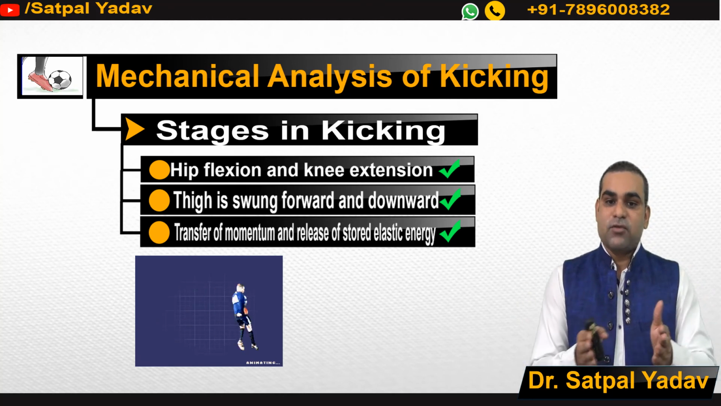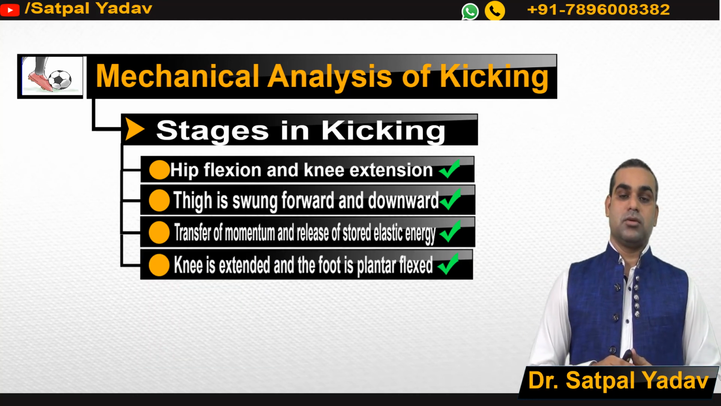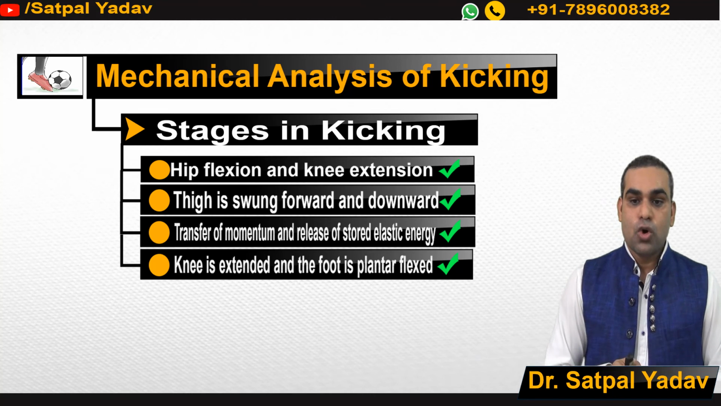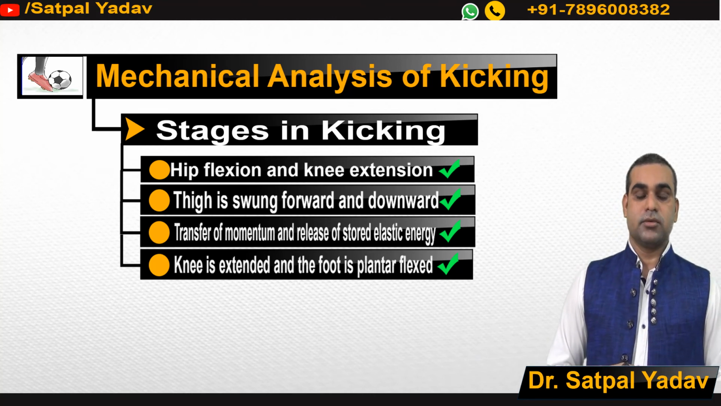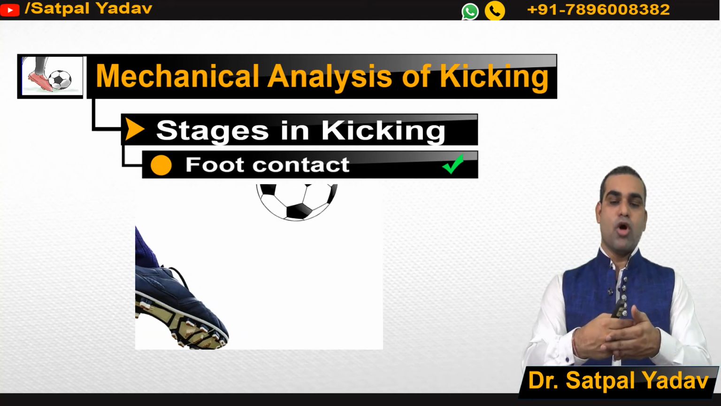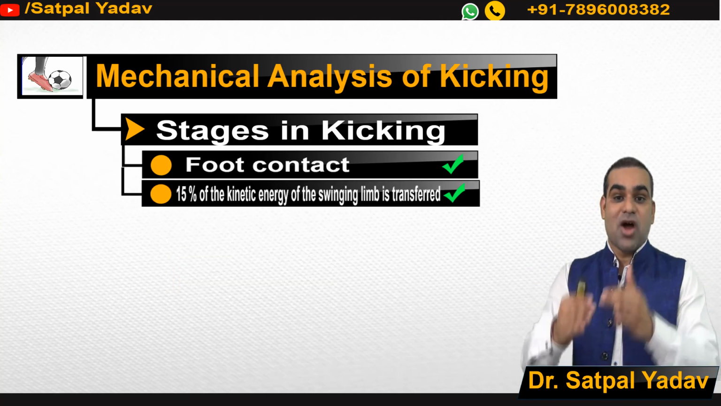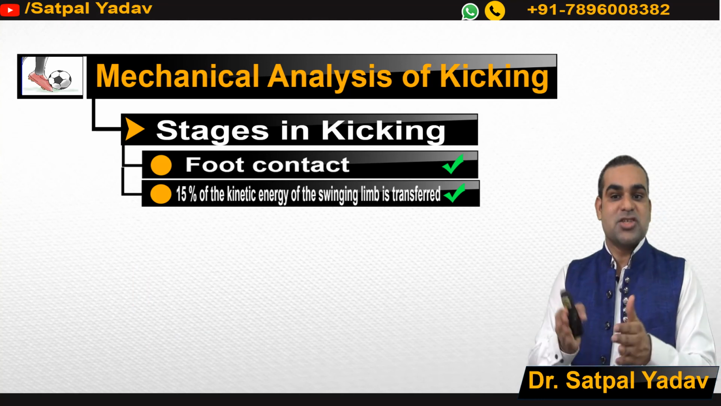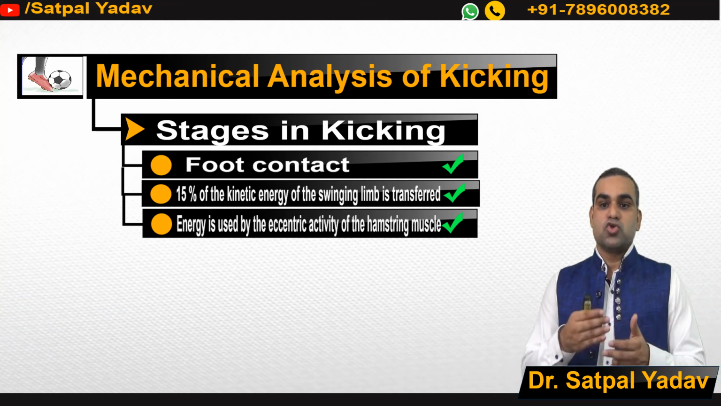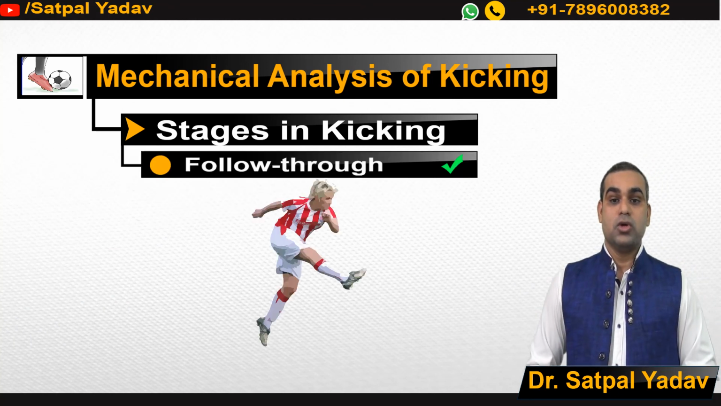After the kicking leg makes contact with the ball, the knee gets extended and the foot is plantar flexed. At this point, the hamstrings are maximally activated to slow the leg's eccentric movement. The next point is foot contact with the ball. When the foot makes contact with the ball, 15% of the kinetic energy of the swinging limb is transferred to the ball, and the rest of the energy is used by the eccentric activity of your hamstring muscle group to slow the limb down. The last point is follow through.